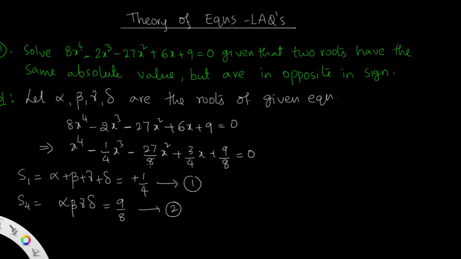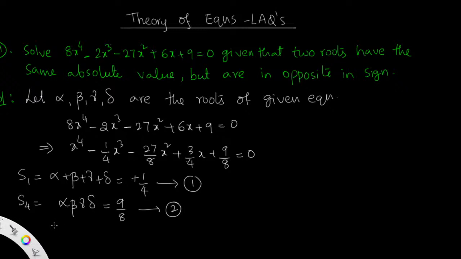So we divide the whole equation by 8. Then find S1 and S4. S1 means the sum of the roots, minus b by a, minus of minus becomes plus, that is 1 by 4. And S4 is nothing but the product of the roots, e by a, that is 9 by 8. So this is the equation. But in the question it is given that two roots of the equation have the same absolute value but are opposite in sign.